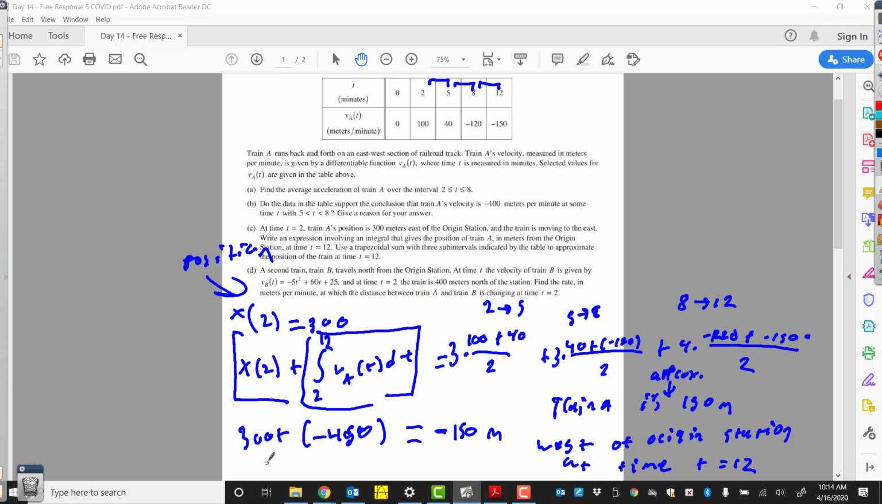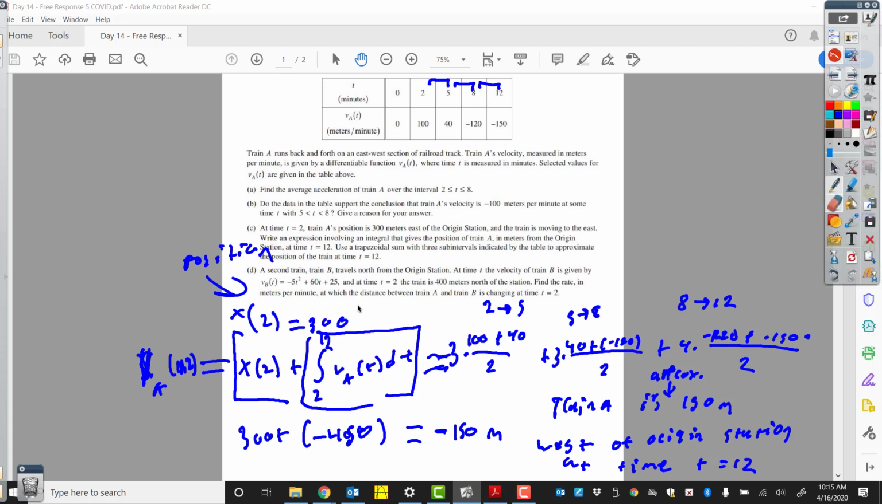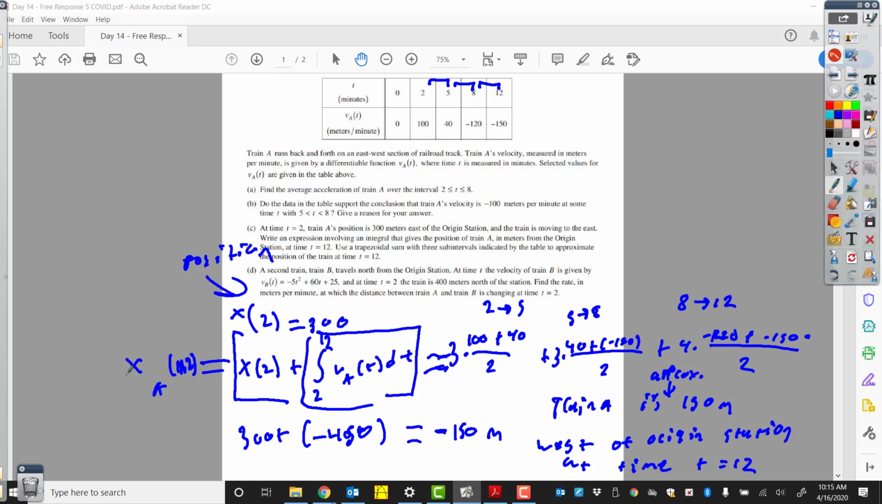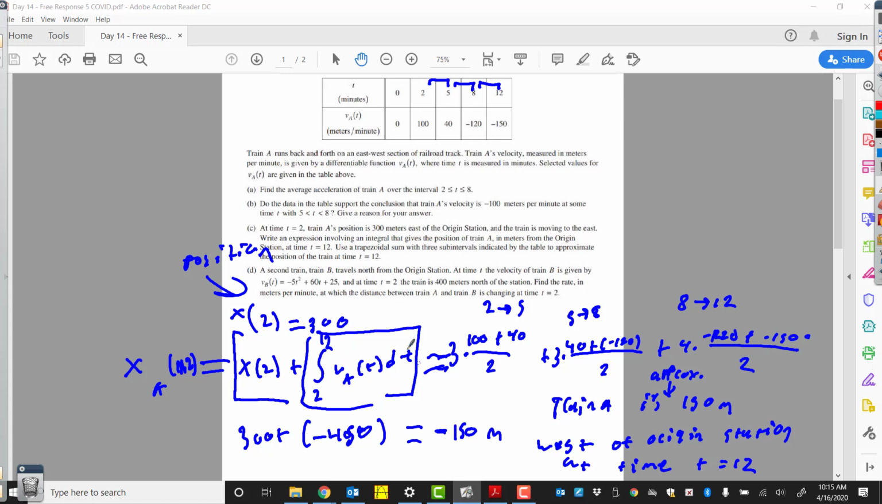All right? Now, I think you should be fine with this, but to be more specific, we should say S sub A of 12 is this, but then this part is approximately this. So we need to make sure we're saying this is an approximation and the actual, or not S, X, sorry, we're using X for position. So this equation right here is exact, but the integral itself we're approximating. So that part needs to be approximated.